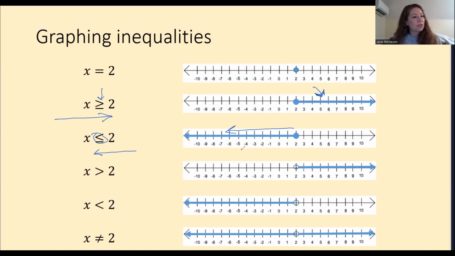We're pointing our arrow to the left. Same thing, our arrow points to the right. And here our arrow points to the left. So as long as that variable is on the left side of the inequality sign, your arrow and your inequality sign will match. So that's the easiest way to figure out how you're supposed to be graphing these.